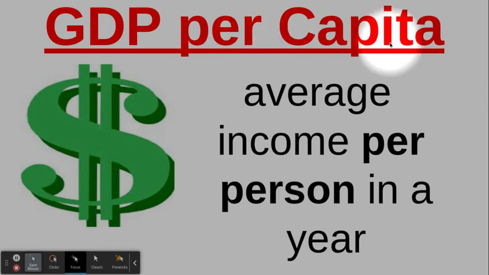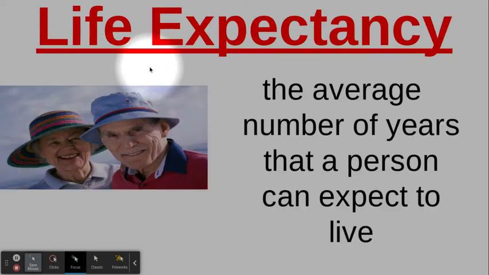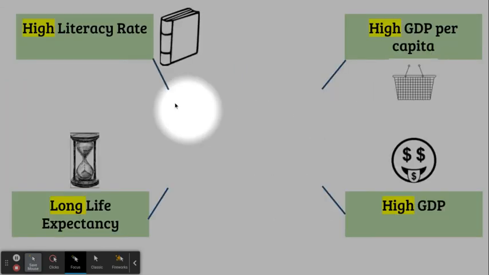GDP per capita is the average income per person in a year. It is also measured in dollars. Literacy rate is the number of people that can read and write, and that is measured in percent. And life expectancy is the average number of years that a person can expect to live, and that is measured in years. So if a country has high literacy rate, a lot of its people can read and write.